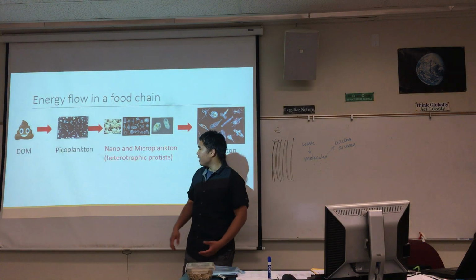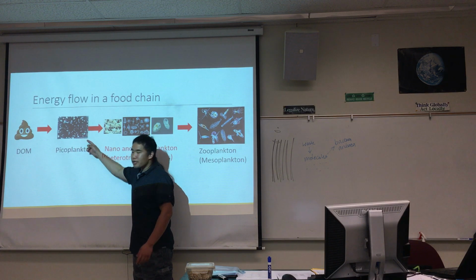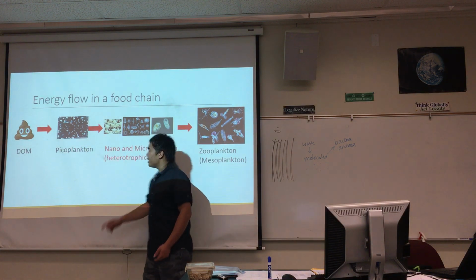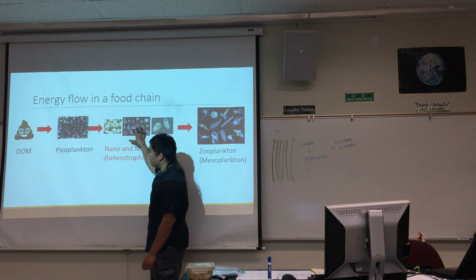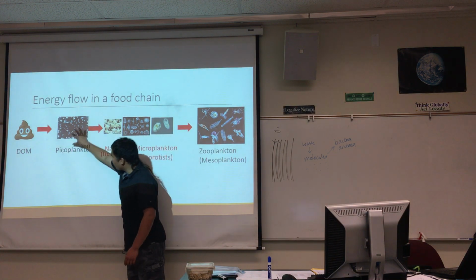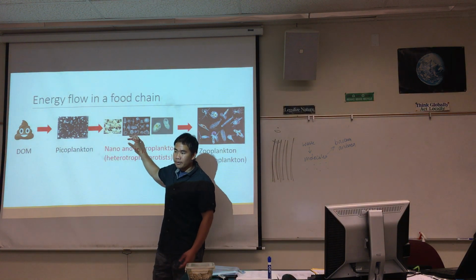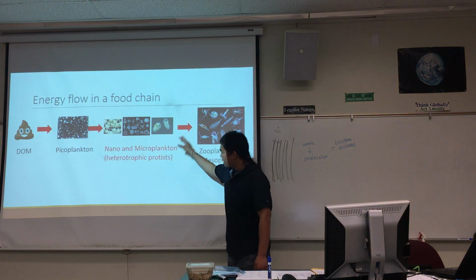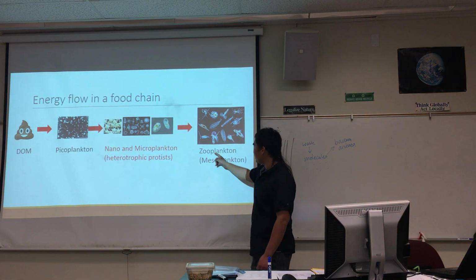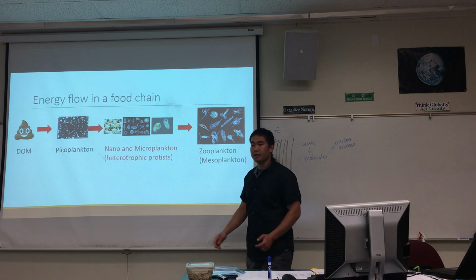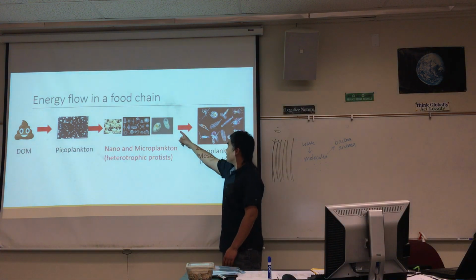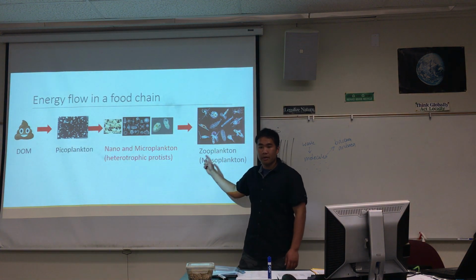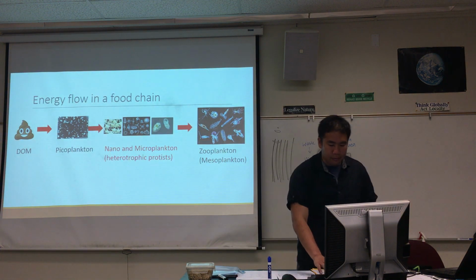Heterotrophic protists can eat these because they're small enough to eat them, right? These guys are too big to eat these. So if we stick these here in the food chain, the energy can flow from here to here. Okay. Next, these things are also big enough to be handled by the mesoplankton, zooplankton, right? So these guys can eat these, and the energy gets transferred to this group. Once the energy gets transferred to that group, then we're all good, right?